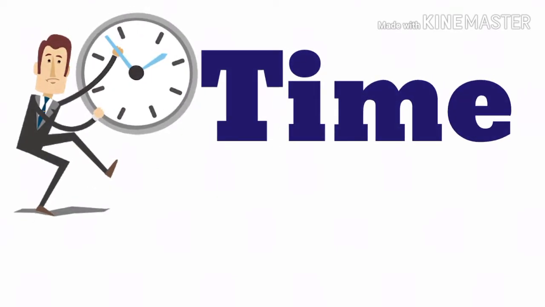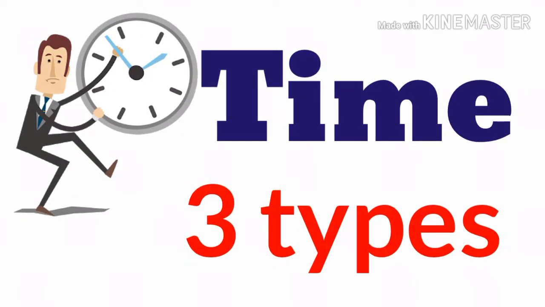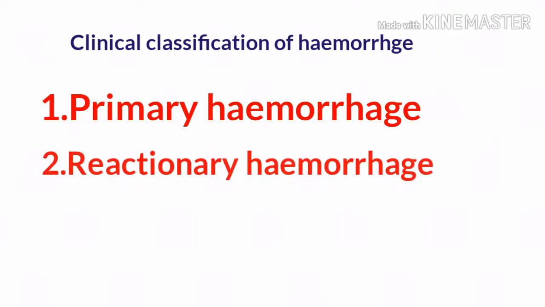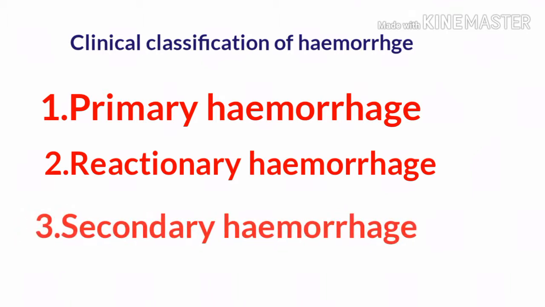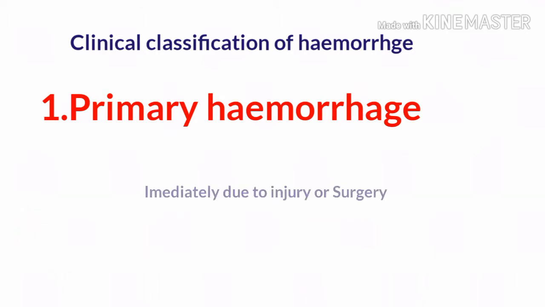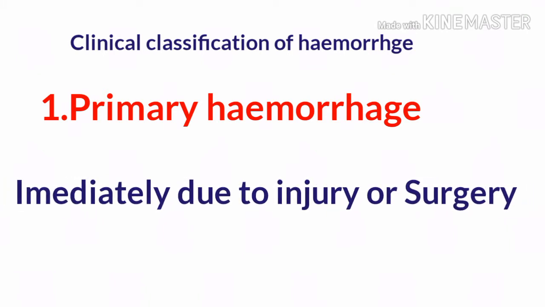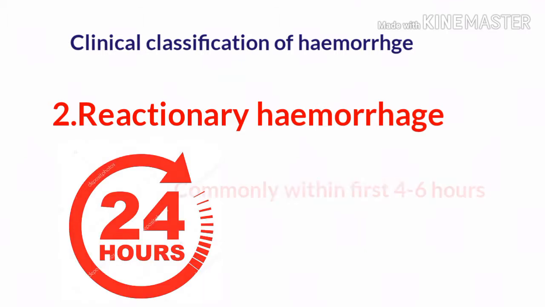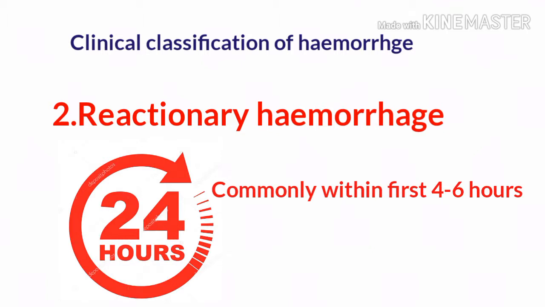Clinical classification of hemorrhage. Clinically, hemorrhage is classified on the basis of time. According to time, hemorrhage is of three types: 1. Primary hemorrhage, 2. Reactionary hemorrhage, and 3. Secondary hemorrhage. Primary hemorrhage occurs immediately due to an injury or surgery. Reactionary hemorrhage is delayed hemorrhage occurring within 24 hours, commonly within first 4 to 6 hours after surgery.